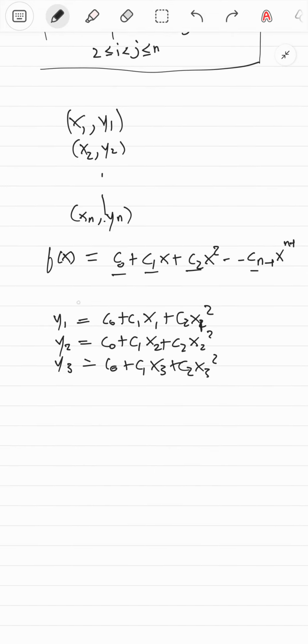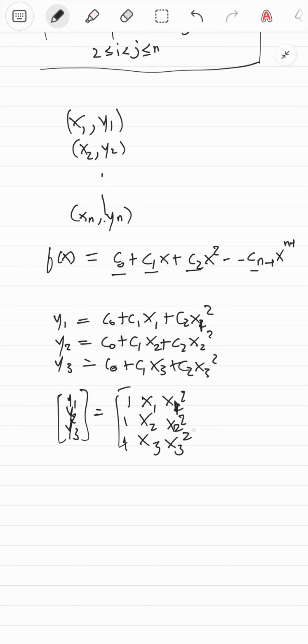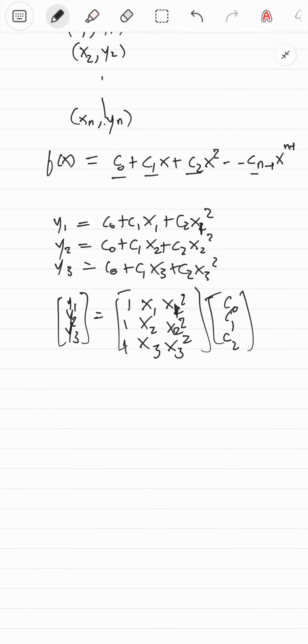So for example, in this 3 by 3 case, you can write this vector y1, y2, y3 equal to the matrix with rows 1 x1 x1 squared, 1 x2 x2 squared, 1 x3 x3 squared, and that times c0, c1, c2, right? So this question is basically asking, is this determinant 0? Because if it's not 0, you can invert this matrix, and that would mean you can figure out c0, c1, c2, right? So a unique quadratic polynomial that's going to pass through these 3 points, right?